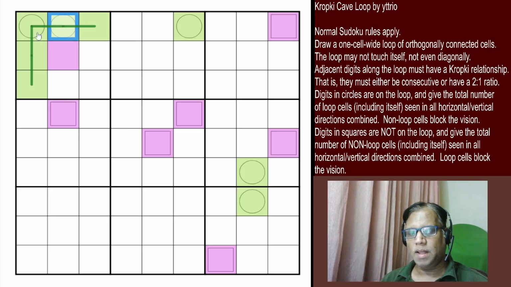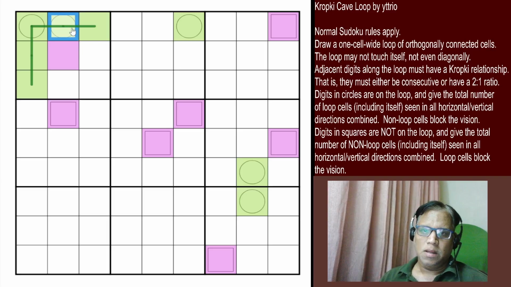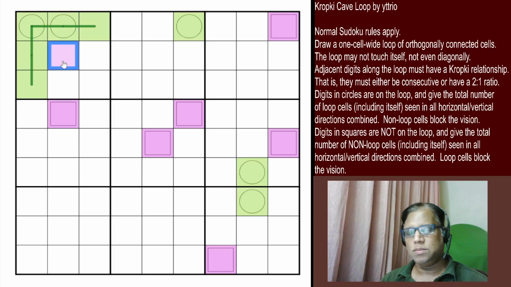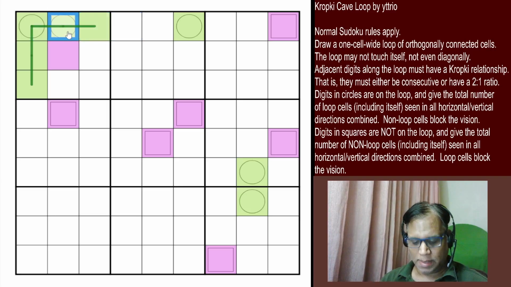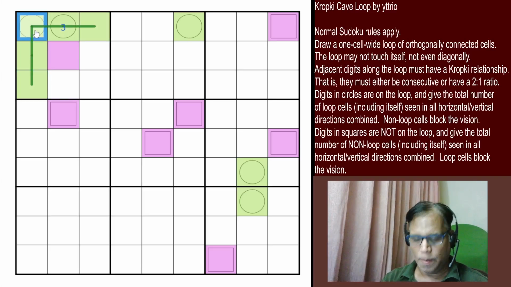Right now there must be some relationship. This must be either continuous or a 1:2 ratio, and this should also be the number of cells that they are seeing of each other. So now this is blocking the vision. That means this cell must have the number of cells which are on the loop on this side. So clearly, currently the minimum is 3, and this one is now minimum 1, 2, 3, 4, 5, right? Minimum this is 5.